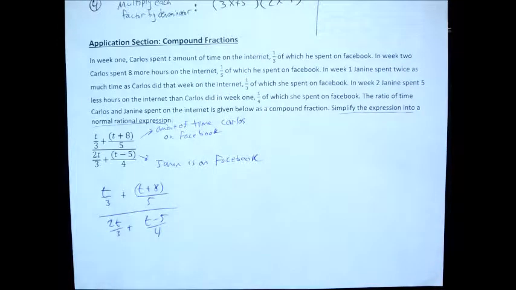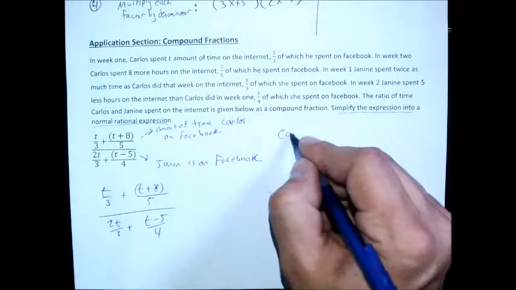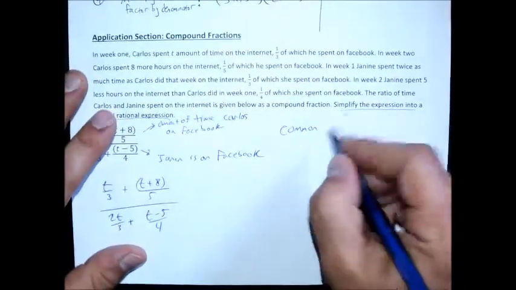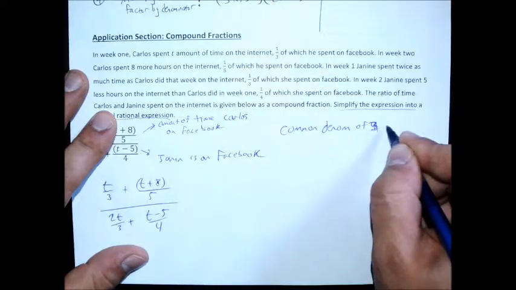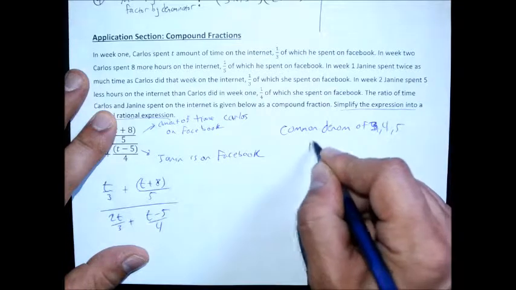And so 5, no. 10, no. 15, no. 20, 4 goes into 20, but 3 doesn't. 25, no. 30, 3 goes into 30, but 4 doesn't. Okay, 35, no. 40, 4 goes in, not 3. 45, what is it? 60 is the common denominator between all those. And so the common denominator of 3, 4, and 5 is 60.